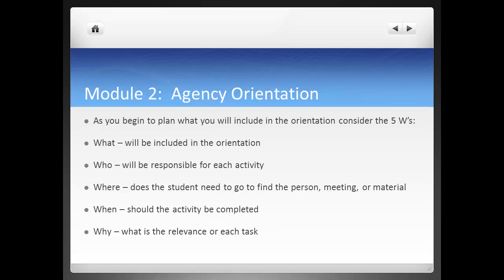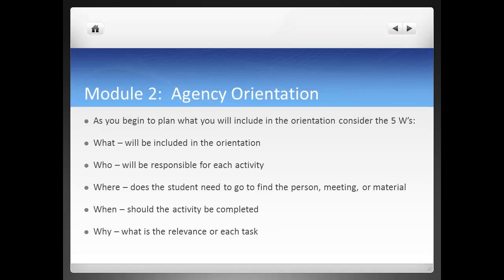Finally, where? Where does the student need to go to find that person, or in order for them to attend a particular meeting, ensuring that they have the date, the time, the location, and any material that they should have reviewed prior to that meeting is also good information for them to have.